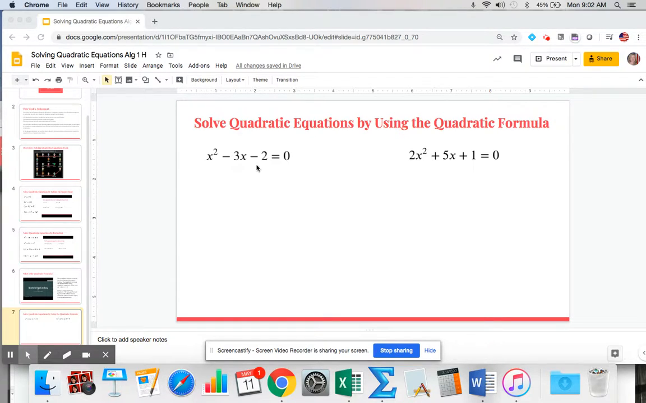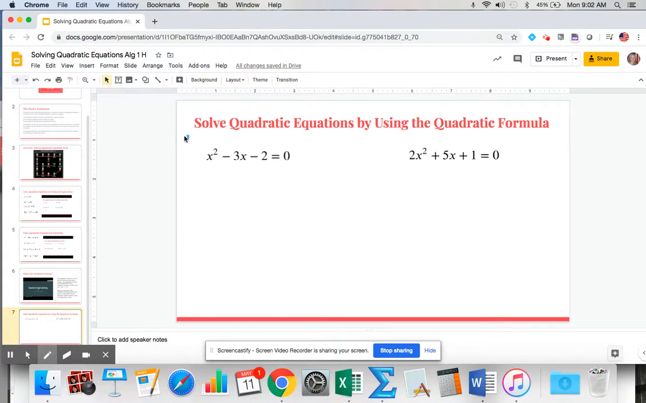I also realize that this particular trinomial will not factor, because what two numbers multiply together to equal -2, but also add together to equal -3? Well, you have to have a negative and a positive here, and so this one will not factor. So what we're going to do is use the quadratic formula, and that's the purpose of this video, to show you how that works.